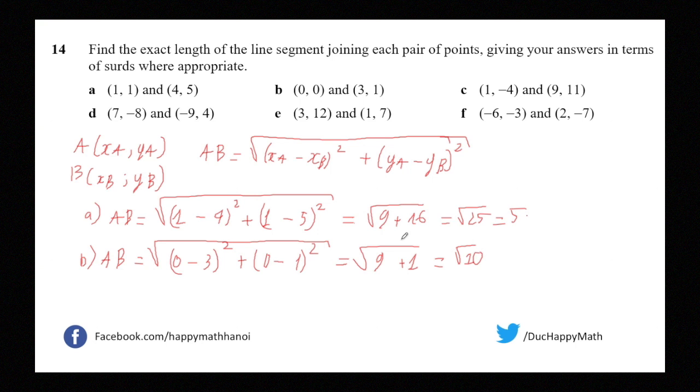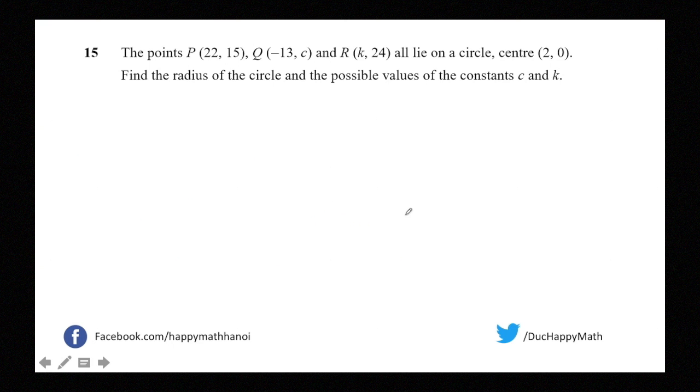Okay. In the same way, you can practice with questions C, D, E, F by yourself. It's quite easy. We continue with the other question. The points P, Q, R lie on a circle with center O. Find the radius of the circle and the two possible values of the constants C and K.